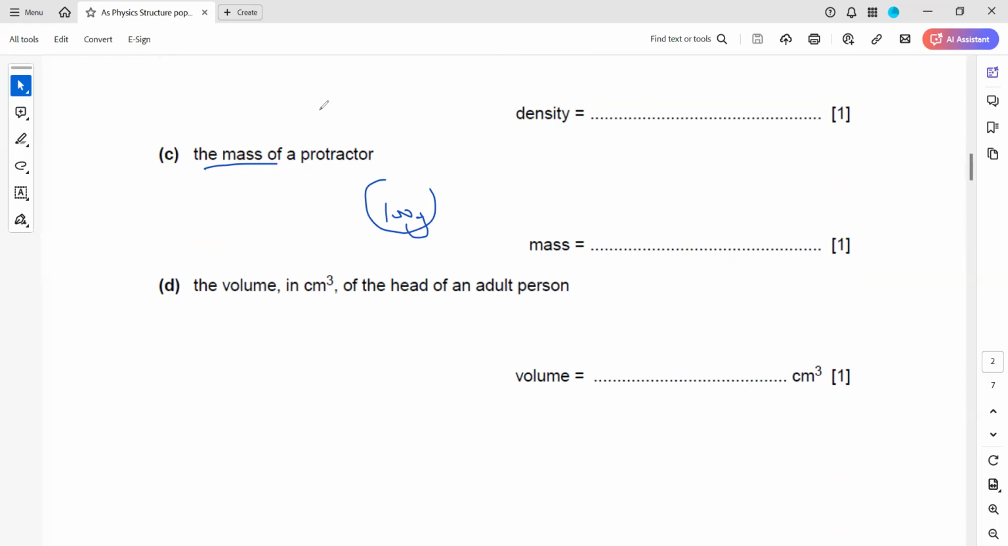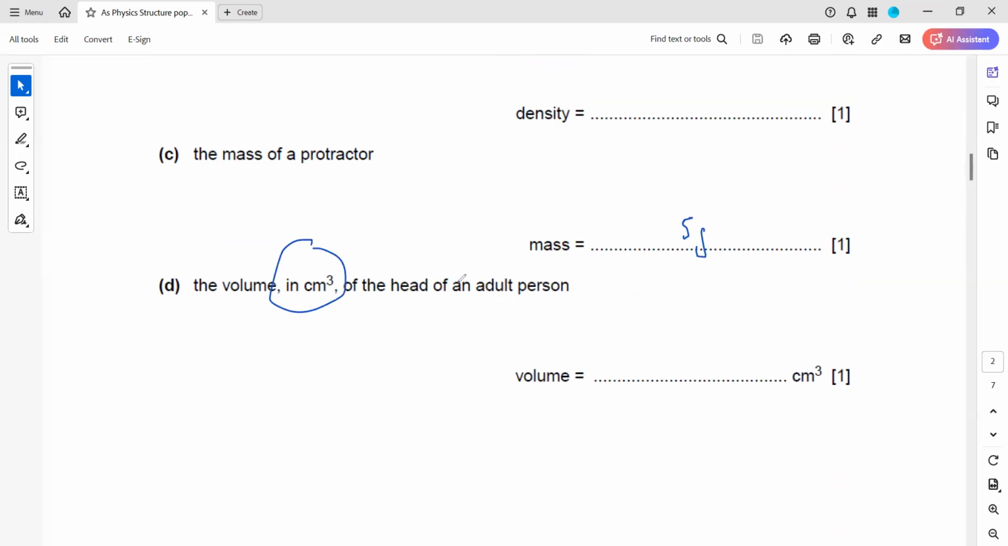So whenever estimation is there, some standard should be there in your mind and then you write accordingly. The mass of a ruler which you use in the lab, a meter rule, is 100 gram. A protractor is much lighter. So you can say 5 grams, 10 grams, 3 grams.